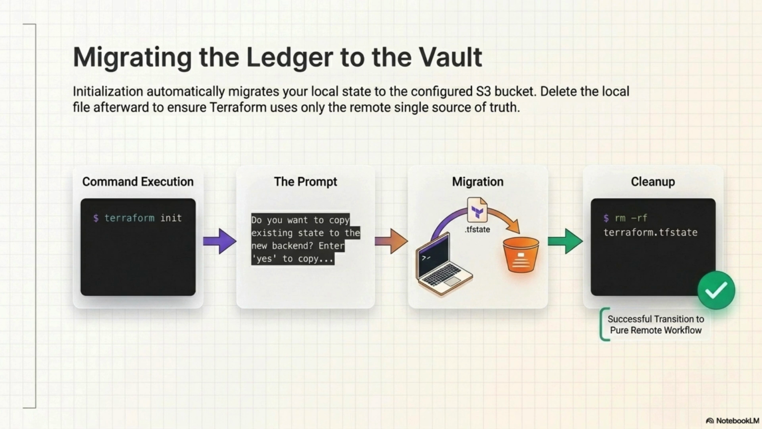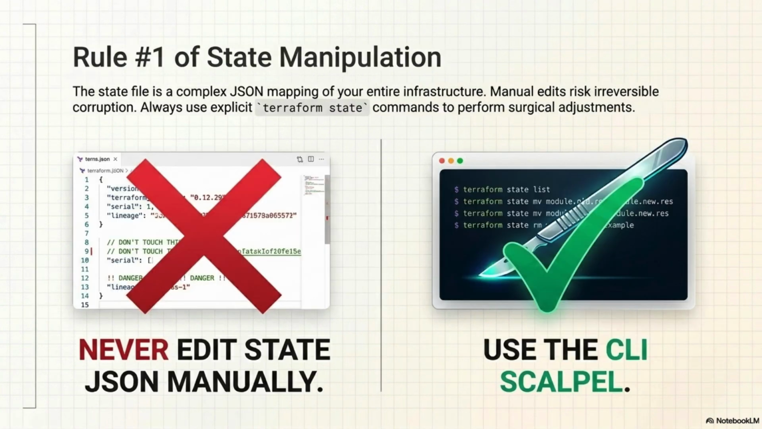Rule number 1 of state manipulation. Never edit the state file manually. It's a complex JSON structure. One wrong change can break your infrastructure. Always use Terraform commands instead.